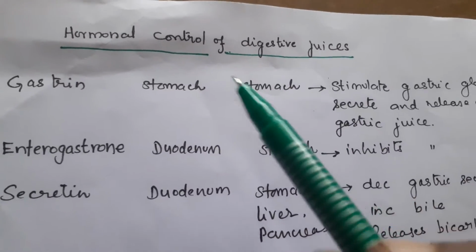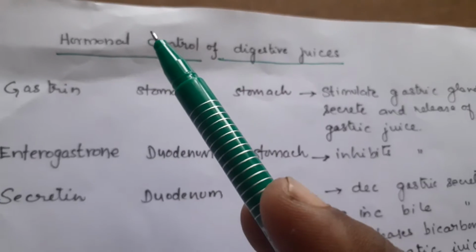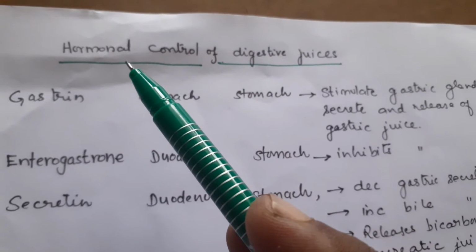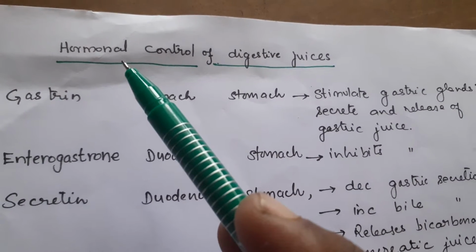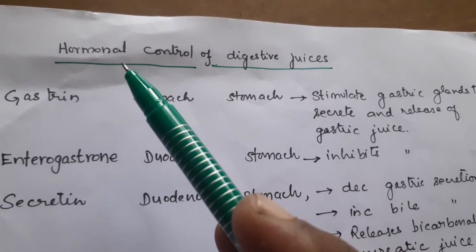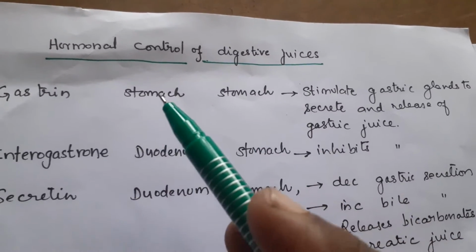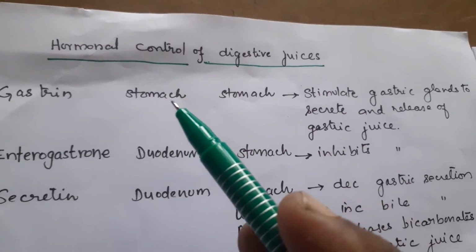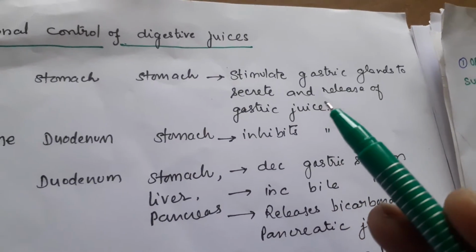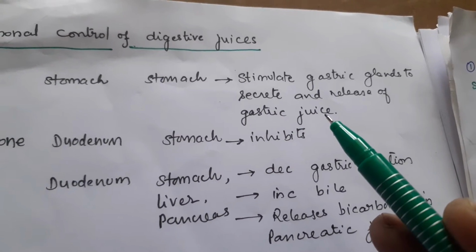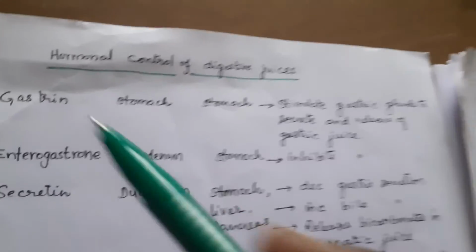stomach only. First of all, hormones are secreted by ductless glands, endocrine glands, which secrete these chemical substances in very minute amounts. They act upon the target tissue. So here the stomach releases gastrin, and gastrin influences the gastric glands to secrete gastric juice with enzymes. So that is about the gastrin hormone.